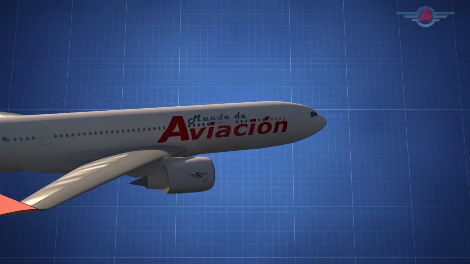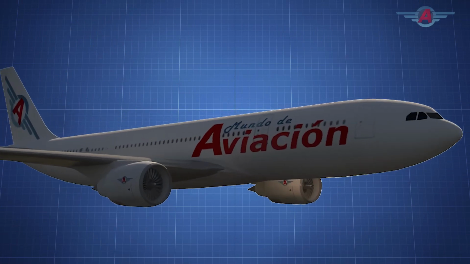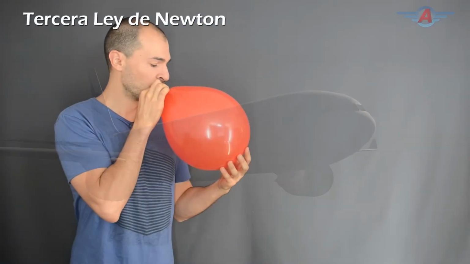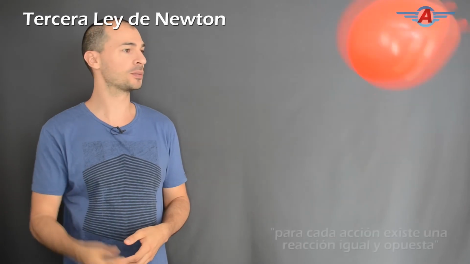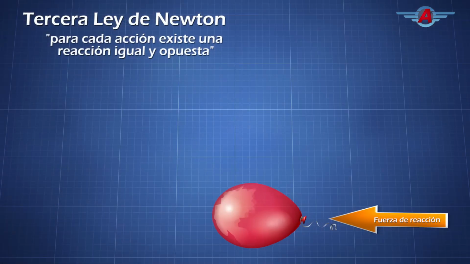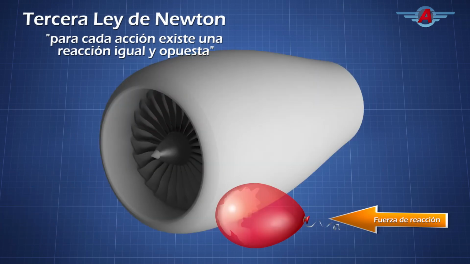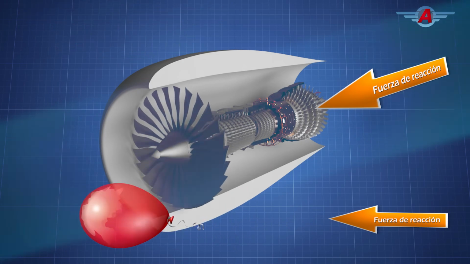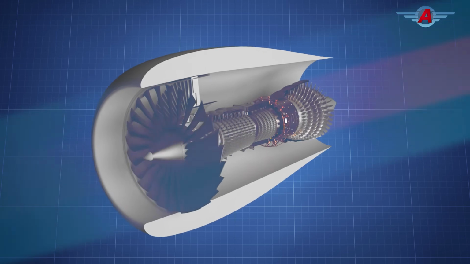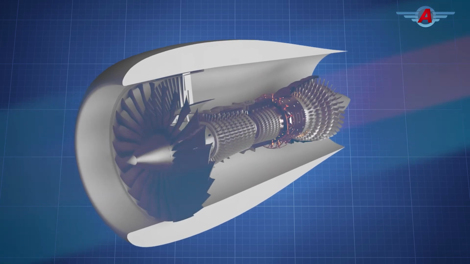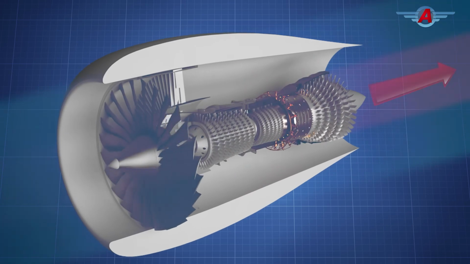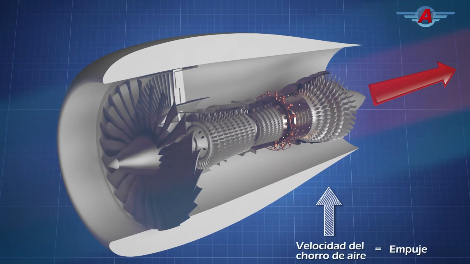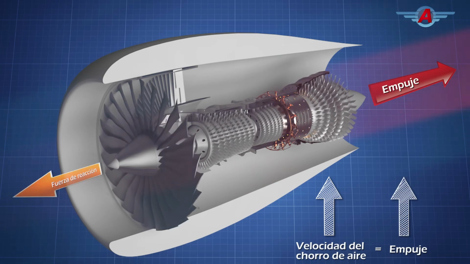Let's start by saying that a jet plane moves forward by a very simple principle, Newton's third law. This law also explains why a released balloon moves forward. Just like the reaction force produced by the air that moves the balloon, the force produced by the high-speed jet from the jet engine makes it move forward. So what is sought with this type of engine is to produce a high-speed jet at the output. The higher the speed of the jet, the greater the thrust force will be.